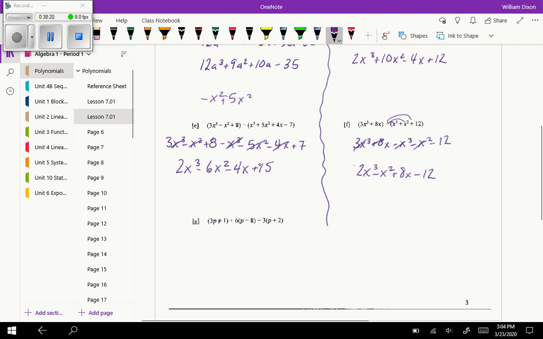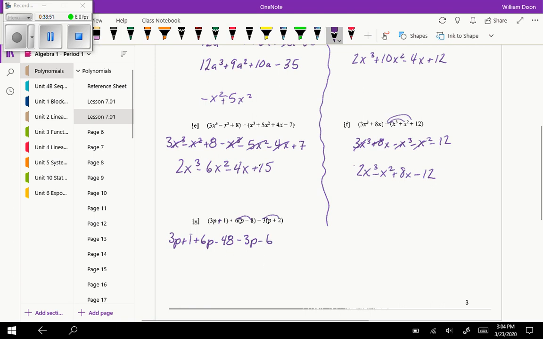So I have 3p. I'm going to start over here, plus 1. And then I have plus, because I have to distribute that 6, plus 6p. And then that's going to be minus 48. Then I have to distribute the -3 to both terms inside. So that's going to be minus 3p minus 6.